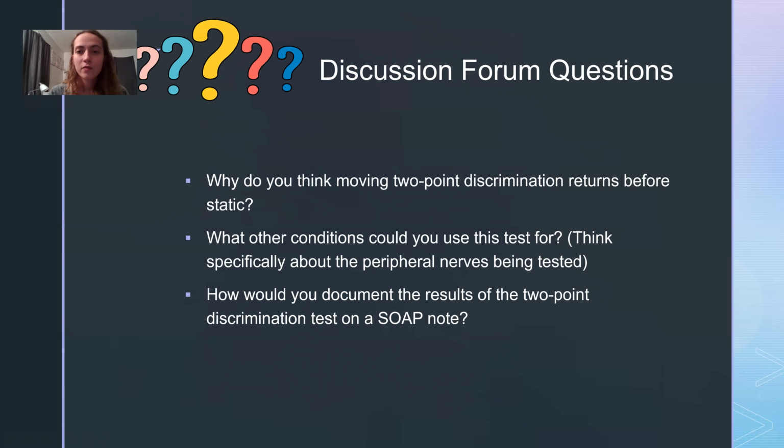So these are my discussion forum questions. My first question is, why do you think moving 2-point discrimination returns before static? My next question is, what other conditions could you use this test for? I really want you to think specifically about the peripheral nerves being tested. I talked about hand trauma patients and carpal tunnel syndrome throughout the presentation. And then finally, since the test does not have a scoring sheet, how would you document the results of the 2-point discrimination test in a SOAP note? You could either talk about the moving or the static tests.